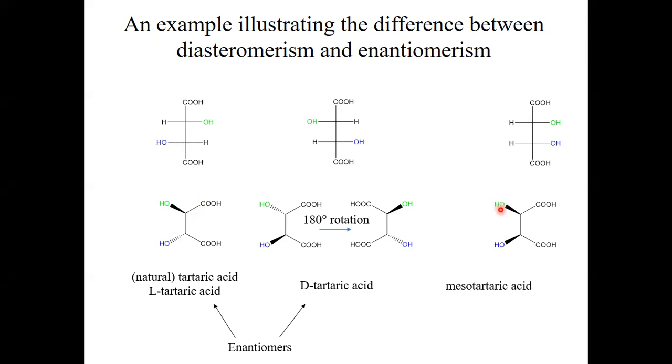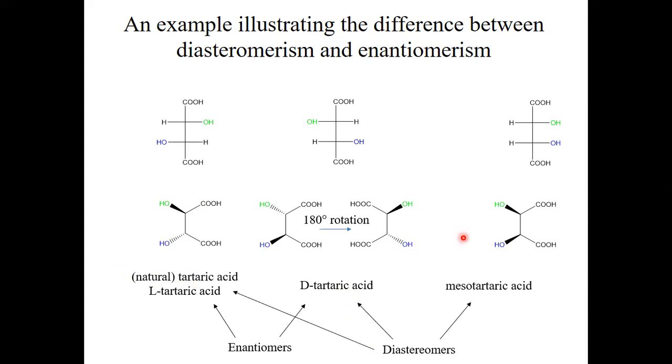Now at first glance, you may think, well, there's a mirror image to this as well. But before we go to that, we should realize that this meso-tartaric acid is not a mirror image to any of these two that we previously considered, right? But certainly it's a stereoisomer, and for that reason, meso-tartaric acid is a diastereomer to both the D-tartaric acid and the L-tartaric acid.